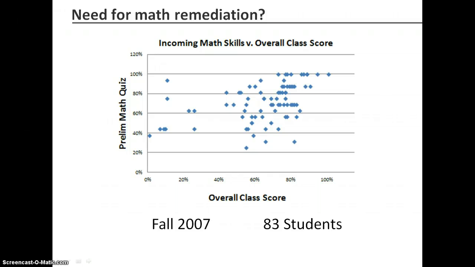As you can see, there is a bit of a linear relationship here. Those that scored lower on the math test were more likely to get a lower grade. So I think improving the math skills will really make a difference here. So this was fall 2007, actually 83 students on this particular scatter plot.